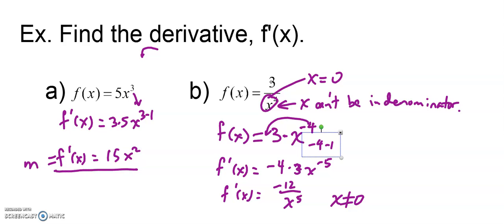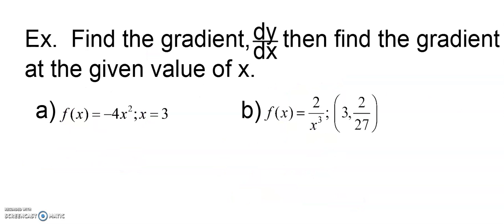Okay, the next problem. The next idea is just following along with what we've been doing, but now we're actually going to find some slopes. This says find the gradient, which again is the IB way of saying slope. In other words, dy dx. Then find the gradient at the given value of x. So in this first example, I've got f of x equals negative 4x squared, where x is equal to 3.